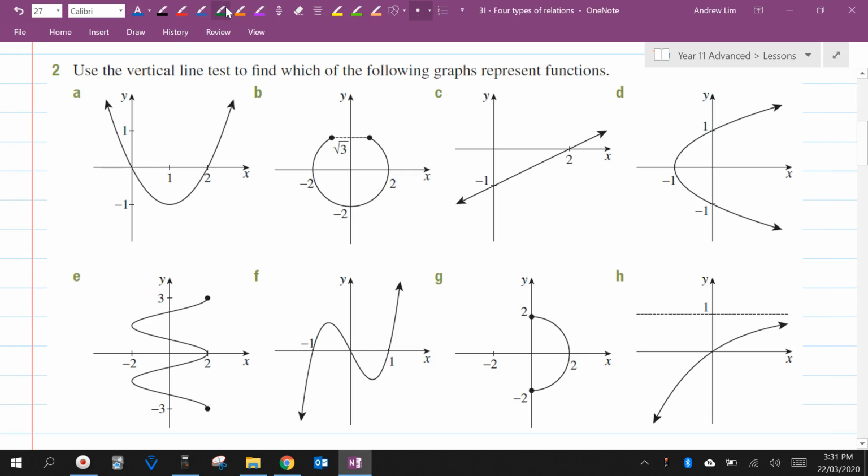Okay, so in question A, this parabola passes the vertical line test because anywhere that we draw a vertical line, it will only cut the graph once. So this is our function. For question B, not anywhere will it cut it once only. So here will cut it once, here will cut it once. But right here, it cuts the graph twice. And so it fails the vertical line test, and therefore this one is just a relation.